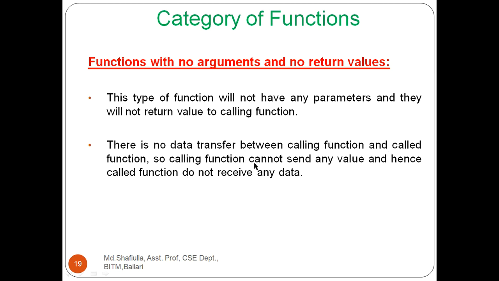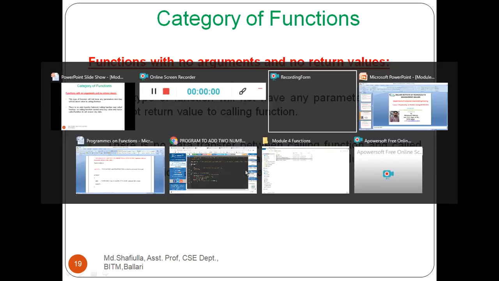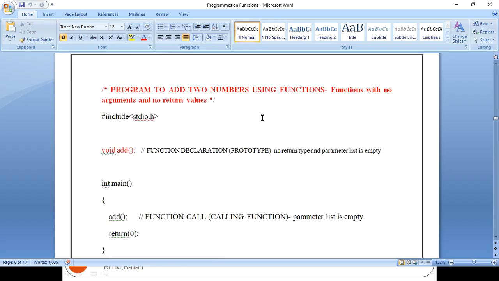So the calling function cannot send any data. The calling function cannot send any value either, and hence the called function will not receive any data. So this is our first case. Let us see this with a program to add two numbers using functions with no arguments and no return values.